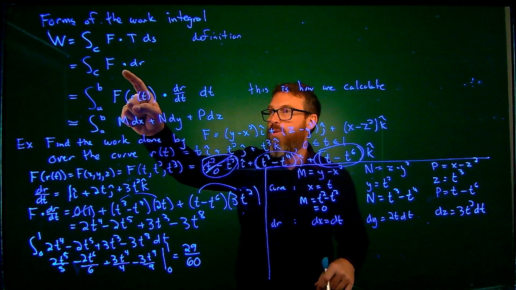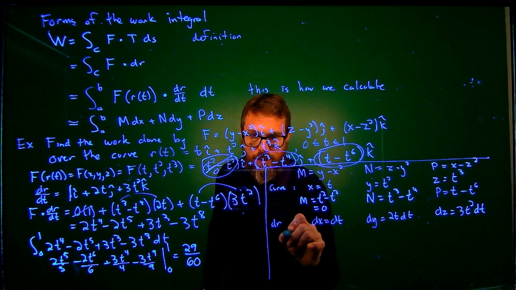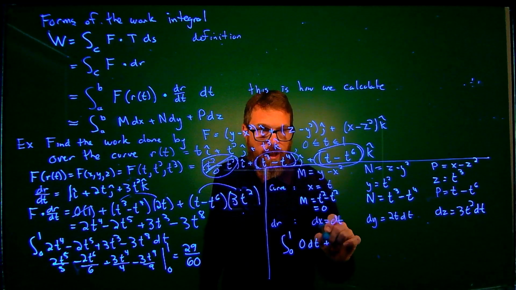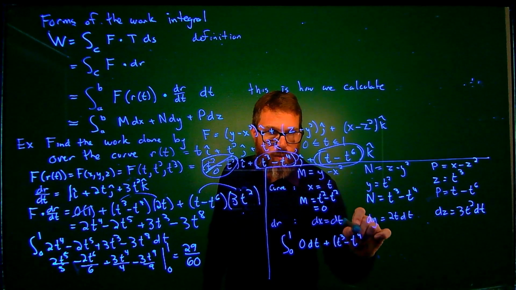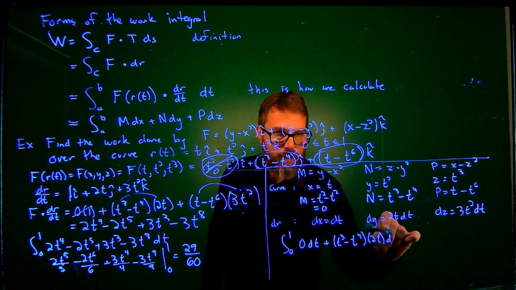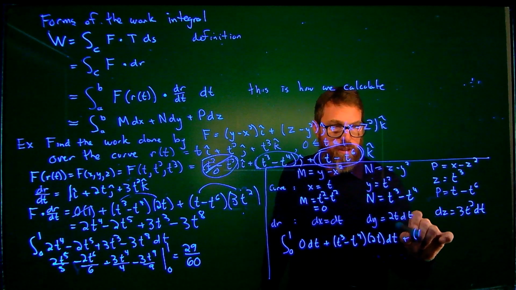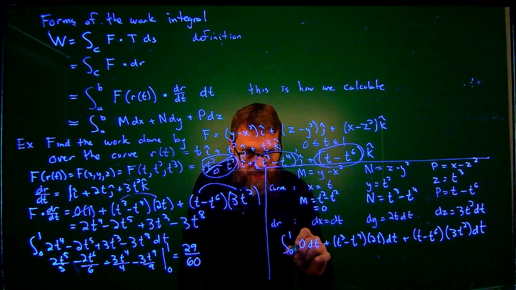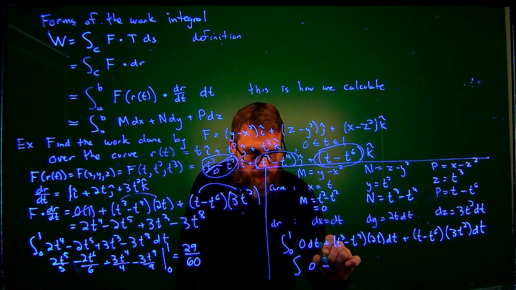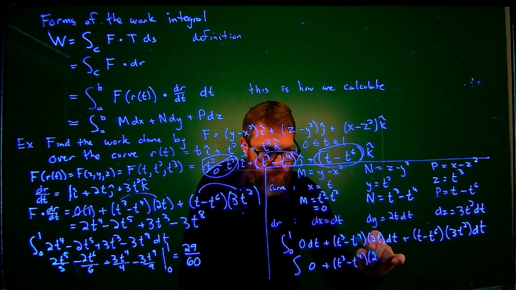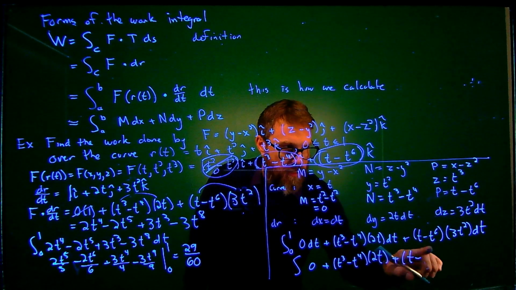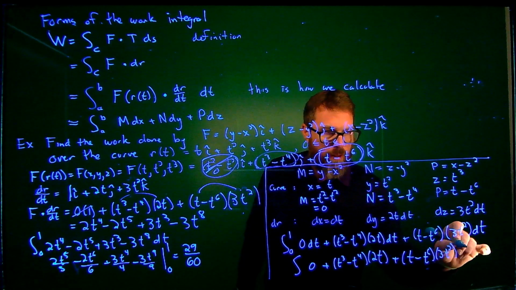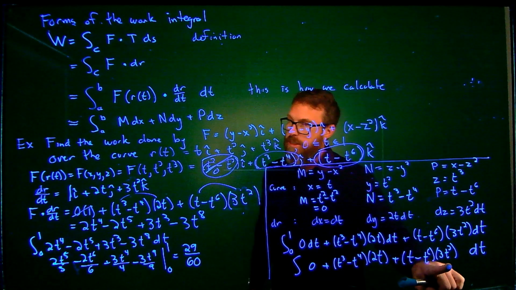So when we set this up, this really is this. This is going to be the integral from 0 to 1 of m, 0, times dt, plus n, which is t cubed minus t to the fourth times 2t dt, and then finally p, which is t minus t to the sixth times 3t squared dt. Now since all these things have a dt, I can just cancel this out. 0 plus t cubed minus t to the fourth times 2t plus t minus t to the sixth, I should have multiplied those, but whatever, times 3t squared all dt. And when you multiply those things out, you're going to get exactly this.